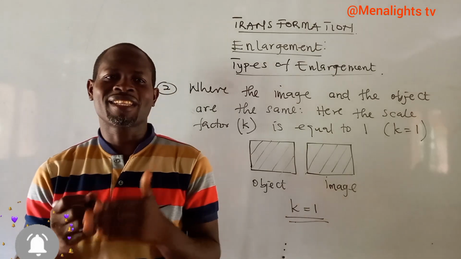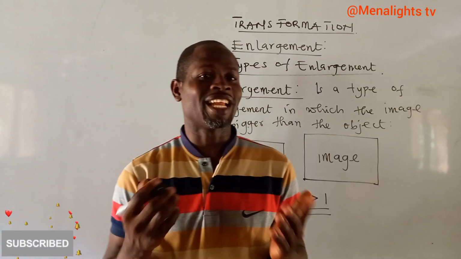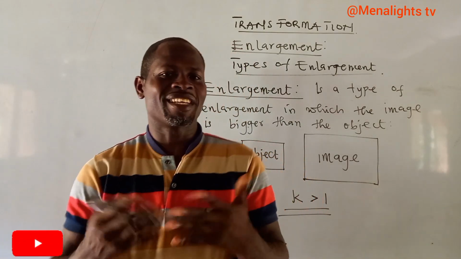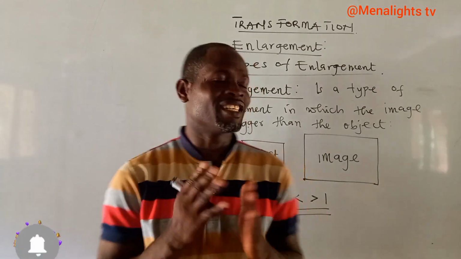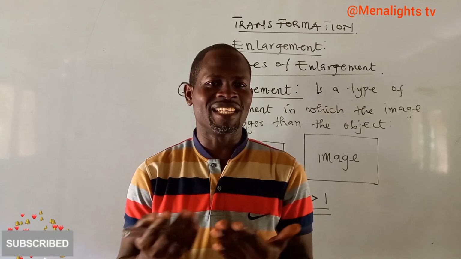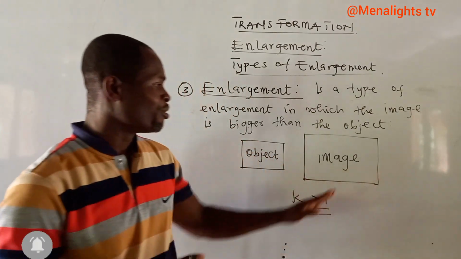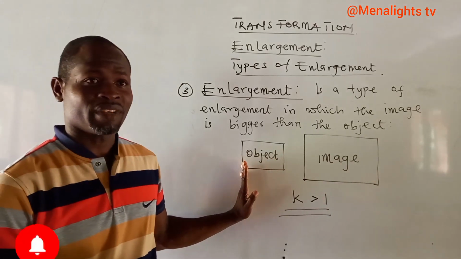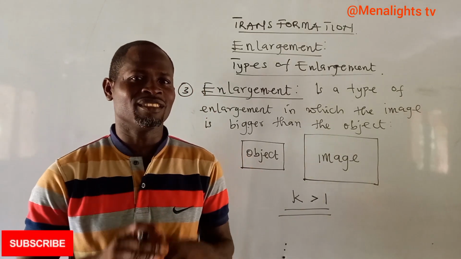Now we move to the third type of enlargement, which is also known as enlargement. Or we can say the object is being magnified to make it bigger. So it's a type of enlargement in which the image is bigger than the object. When you look at these presentations here, you realize that the image is bigger than the object, and when this happens, we say that the scale factor is bigger than 1.